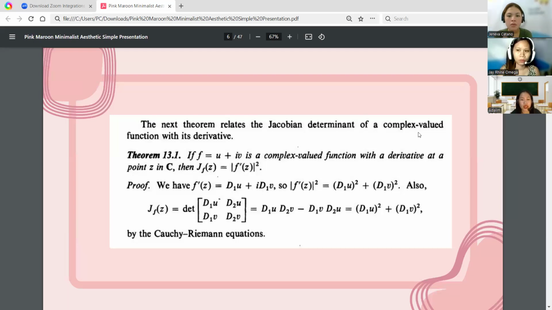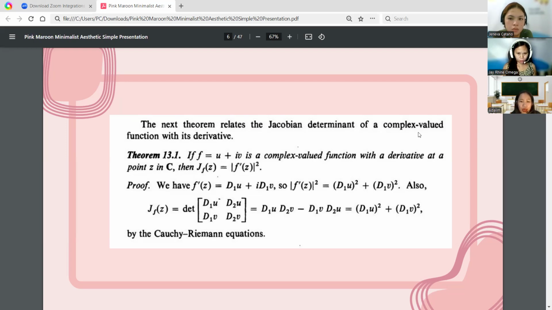The next theorem relates the Jacobian determinant of a complex-valued function with its derivative. Theorem 13.1. If f is equal to u plus iv is a complex-valued function with a derivative at a point z in C, then J_f(z) is equal to the absolute value of f'(z), squared.